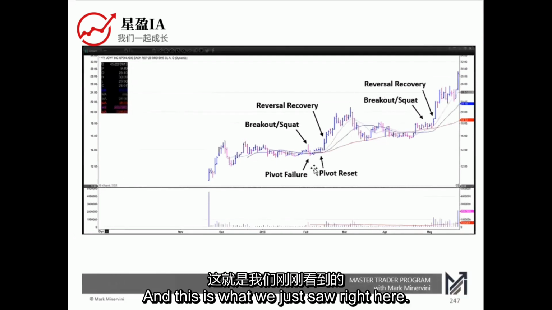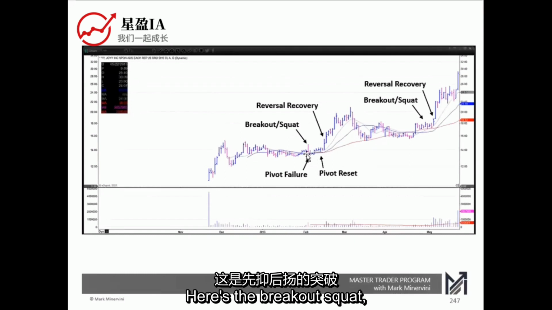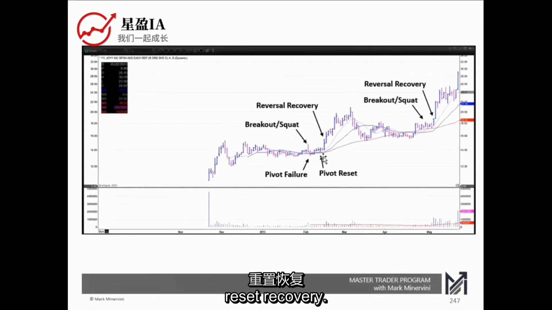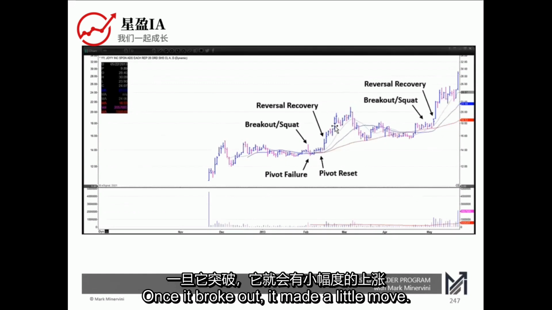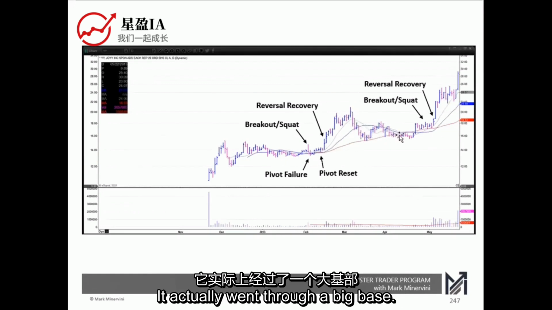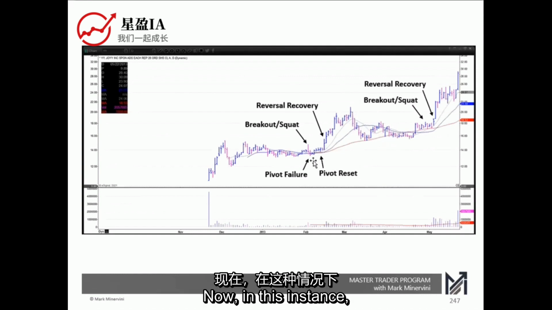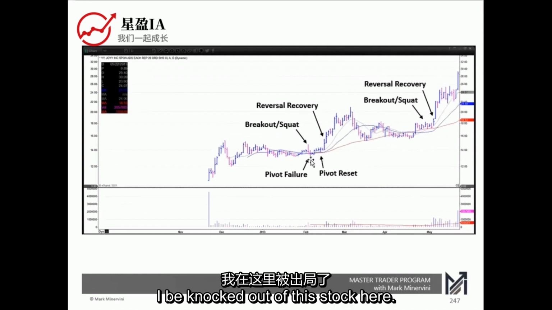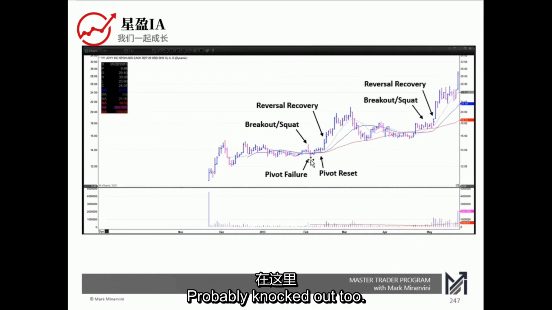And this is what we just saw right here. Here's the breakout, squat, reset, recovery. Now, it's set up again. Once it broke out, it made a little move. It actually went through a big base. Now, in this instance, I'd be knocked out of this stock here, all right? You'd probably be knocked out too.